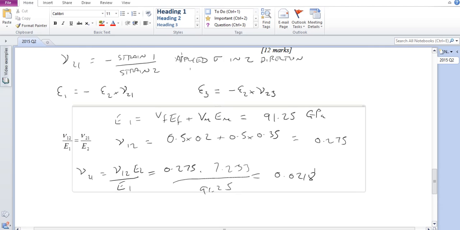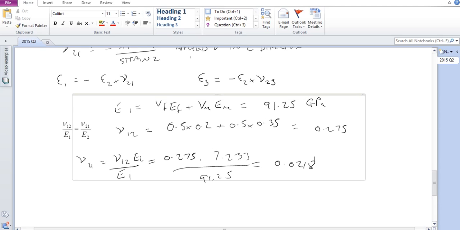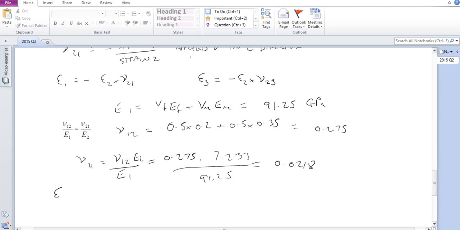So what we can then do from that is work out our value of strain in the one direction. So the strain in the one direction is given by minus strain in the two direction, which is 0.0083, times Poisson's ratio 2:1, which is 0.0218. Got that a bit wrong. Let's do that properly.